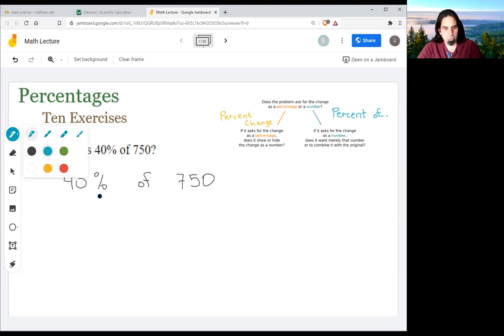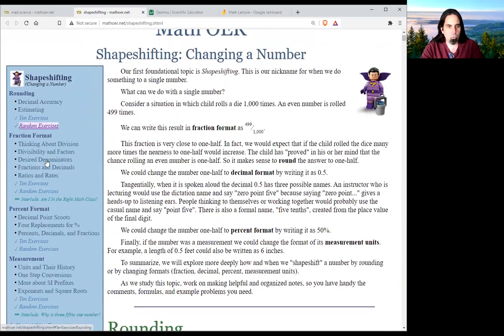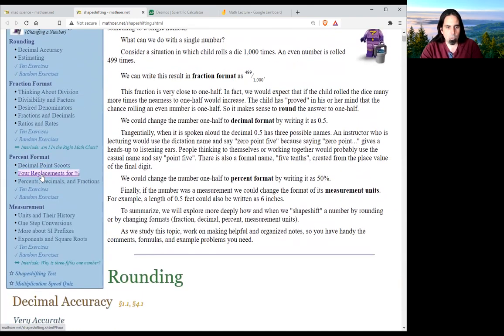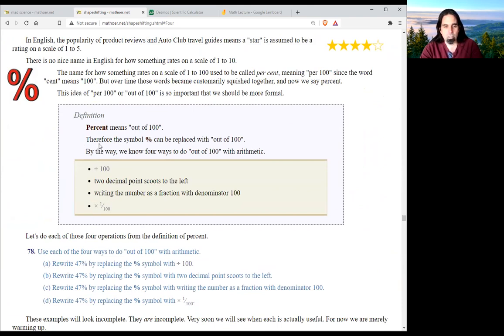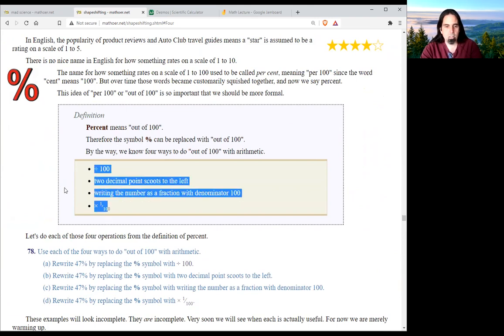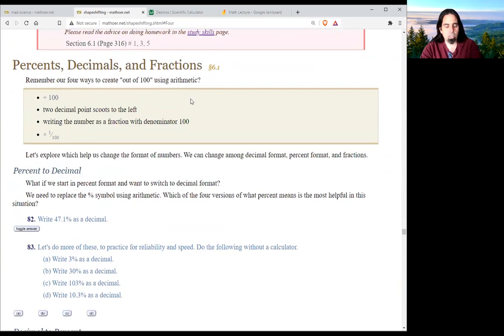So a percent, I want to be able to stick it in my calculator. Our trick for that we had nicknamed rip lock, which means right into percent, left out of percent. If you were wondering where that is, that was in things to do with one number, the shape shifting, 4 replacements for percent. We had 4 different things that percent could mean. The percent symbol means out of 100. And going back and forth to decimals, then percents, decimals, and fractions.